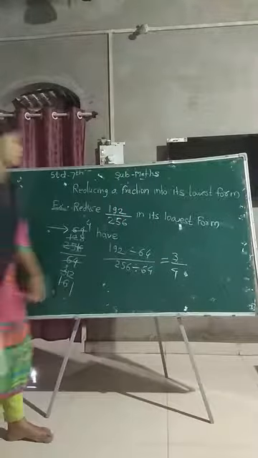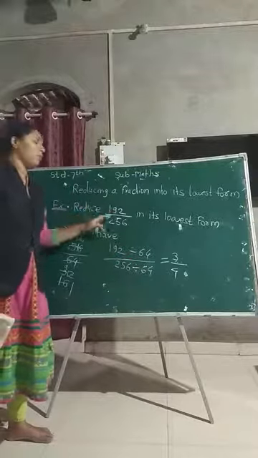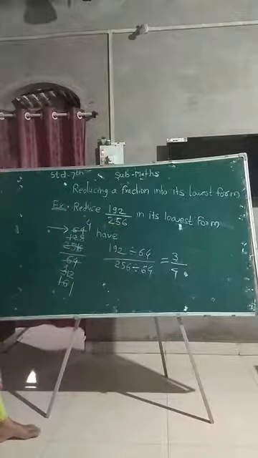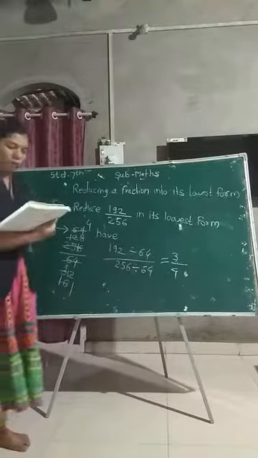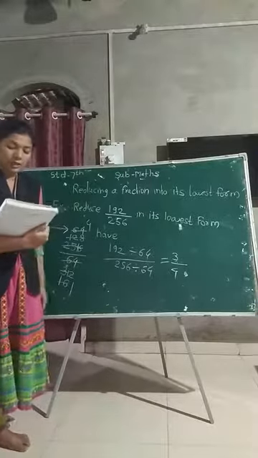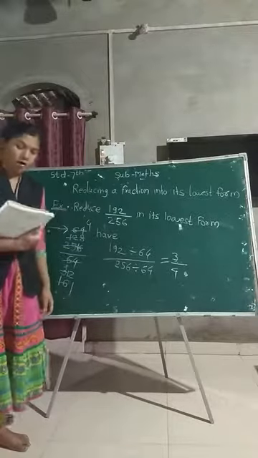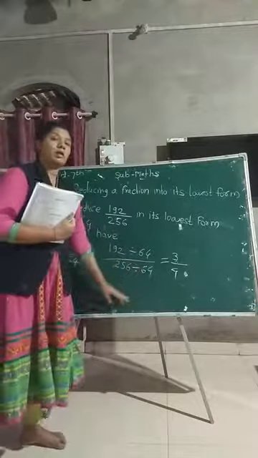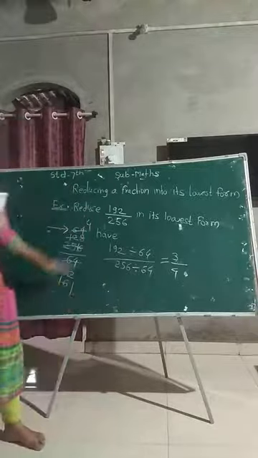This is our lowest form of 192 upon 256. 3 upon 4 is the lowest form of 192 upon 256. Verification. Since HCF of 3 and 4 is 1, hence 3 upon 4 is the lowest form of 192 upon 256. If HCF of numerator and denominator is 1, then it is the lowest form of the given example.